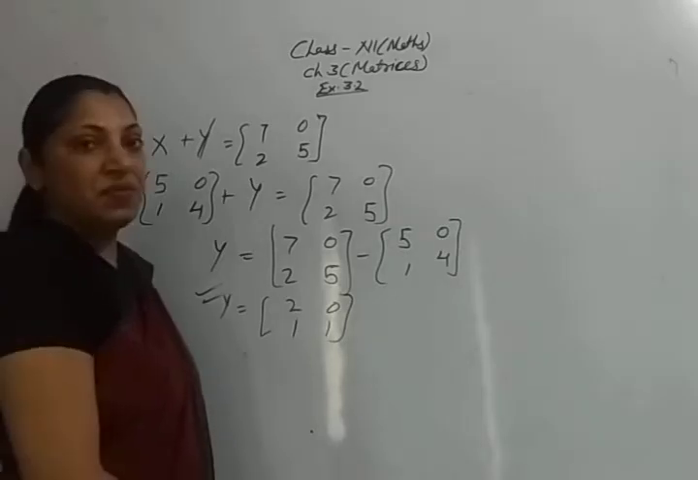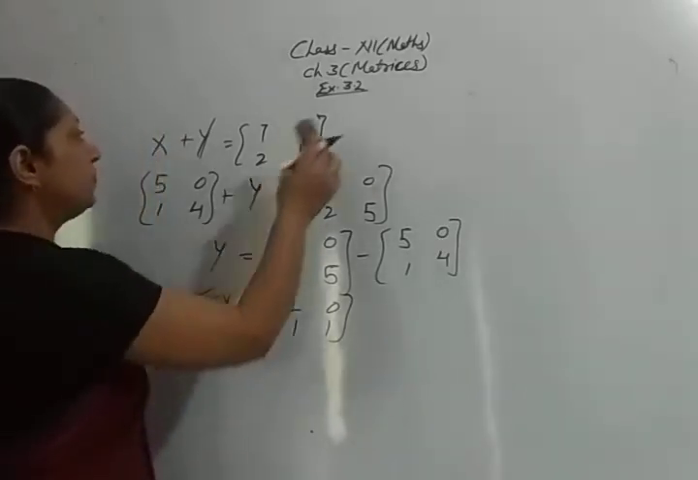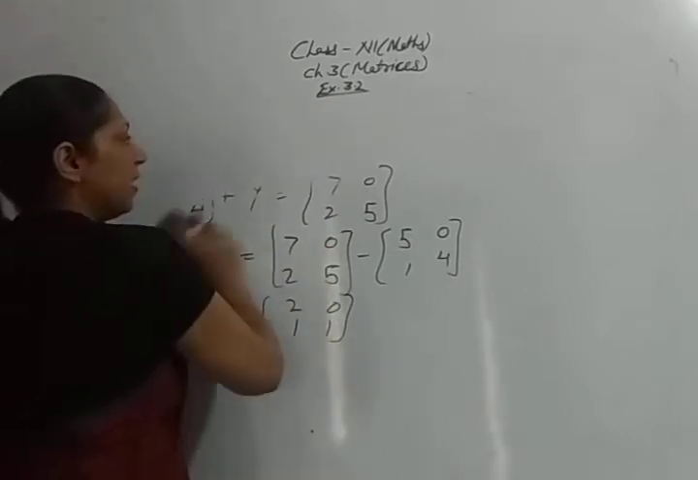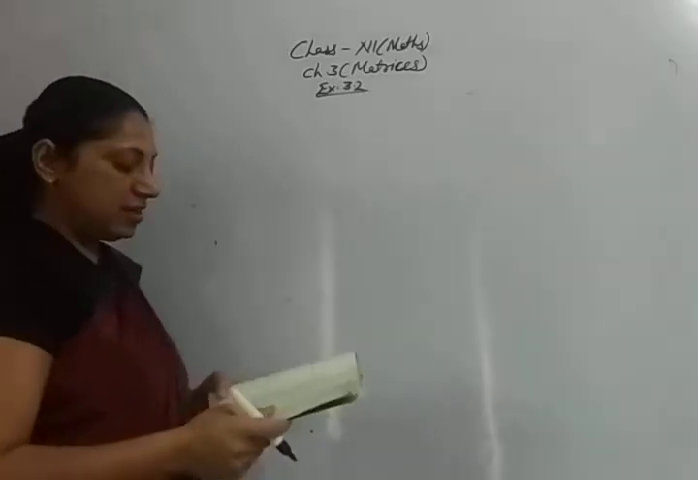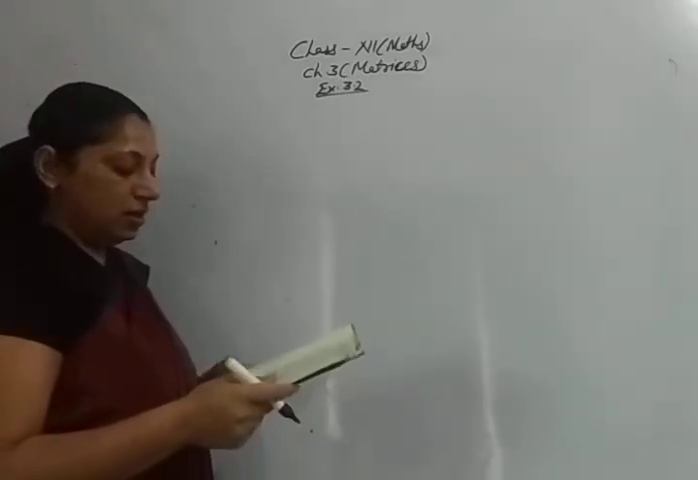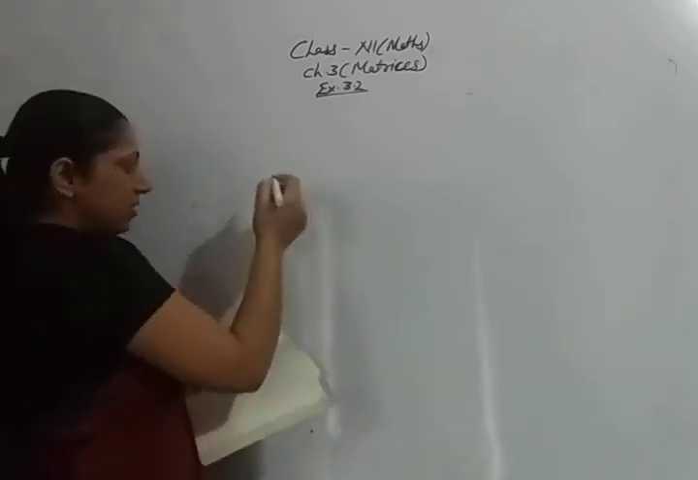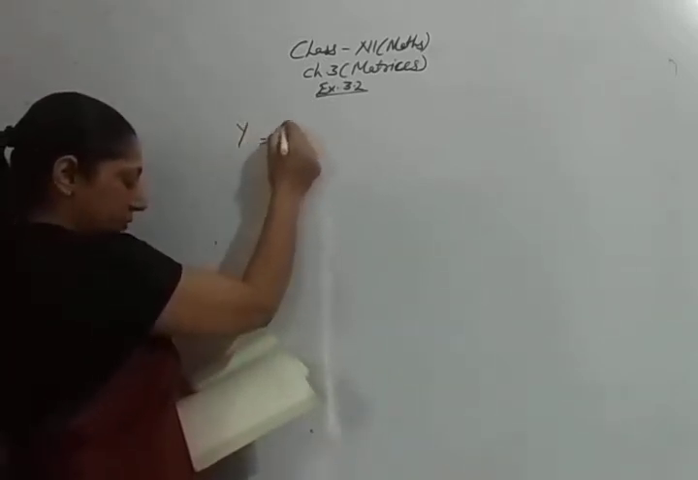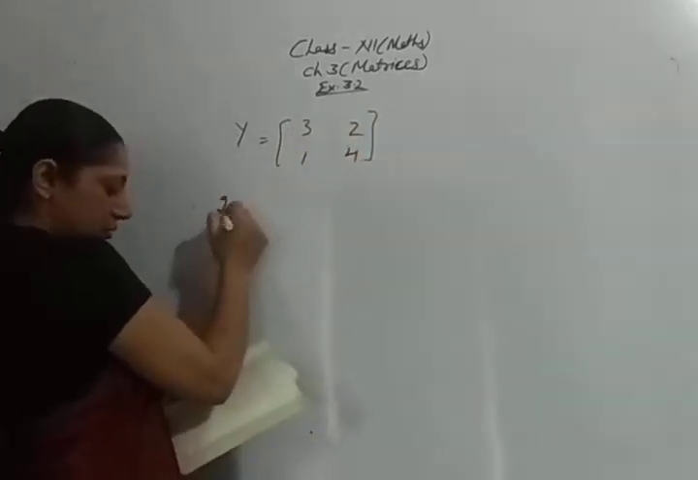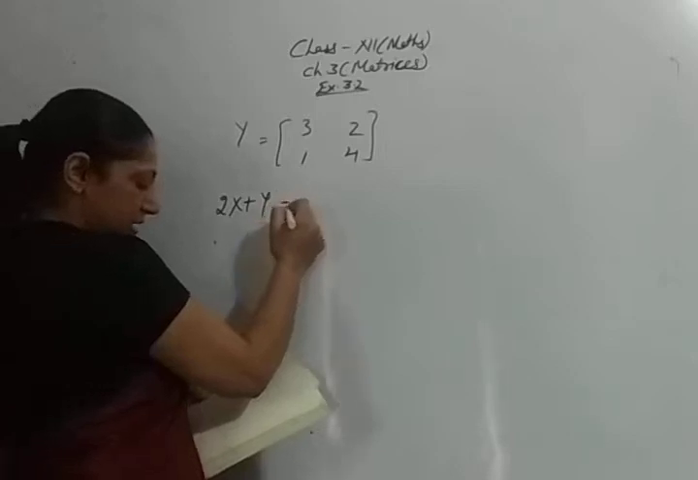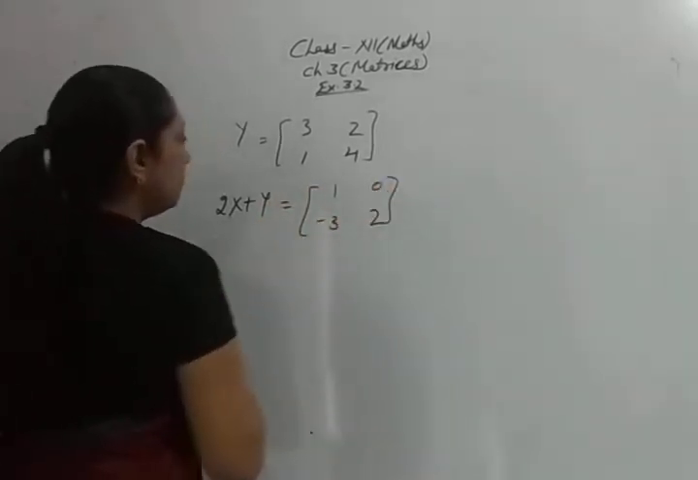So in this way we can find the values of x and y if two equations are given. The next part you can do yourself, that is your homework. Try the second part. Now I am coming to question number 8. Find x if y is equal to [3, 1; 2, 4] and 2x plus y is equal to [1, minus 3; 0, 2].